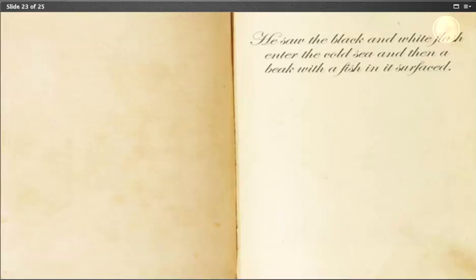Another example here then. "So he saw the black and white flash enter the cold sea and then a beak with a fish in its surface." This time it doesn't mention the word penguin at all. Yet as humans we could tell probably, not definitely, that this is talking about penguins.